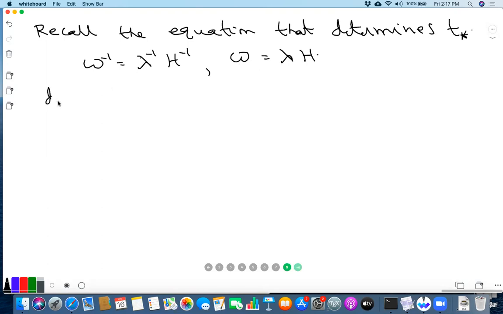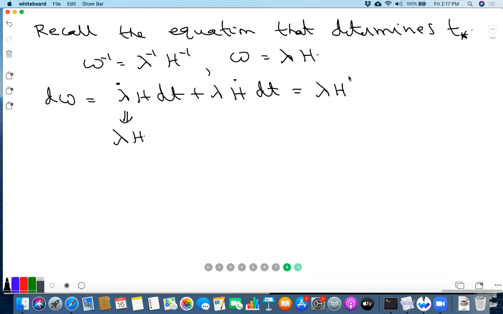So d omega from here is given by lambda dot h dt plus lambda h dot dt. So this I can write, lambda dot is h times lambda h. So this is lambda h square dt times 1 plus, lambda, sorry, h dot over h square.